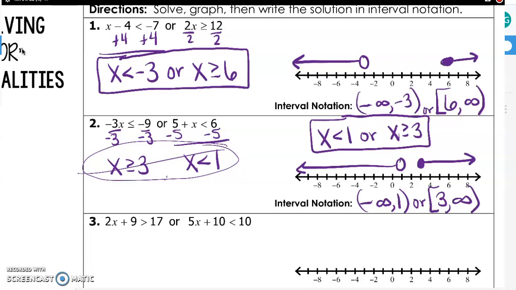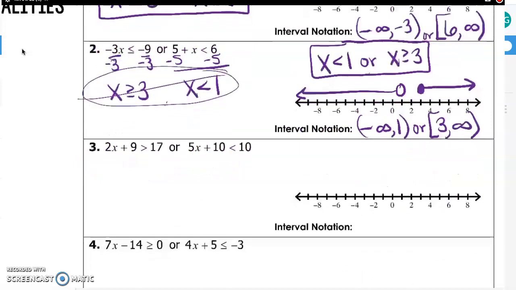So again, you just solve them both separately. Make sure they're in the correct order that matches your graph. So your smaller one needs to be on the left, your bigger one needs to be on the right. And then you just graph and write interval notation separately.